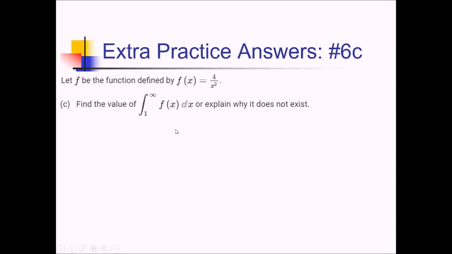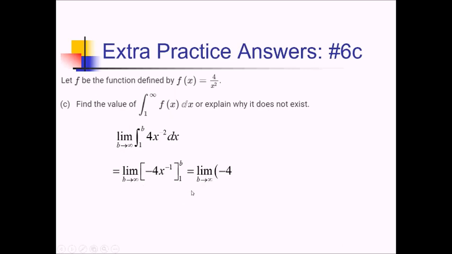For this next part of the problem, they want us to find the integral from 1 to infinity of this function. Since this is an improper integral, I need to rewrite it with a limit. So I'll do limit as b approaches infinity of the integral from 1 to b of 4 over x squared, or 4x to the negative 2. And the good news is I already took this antiderivative. We said that from part b it was negative 4x to the negative 1. So now I'm just evaluating this same expression from 1 to b as b approaches infinity.